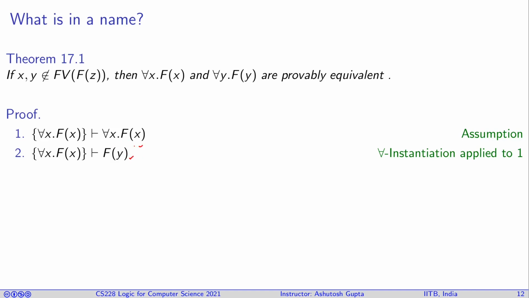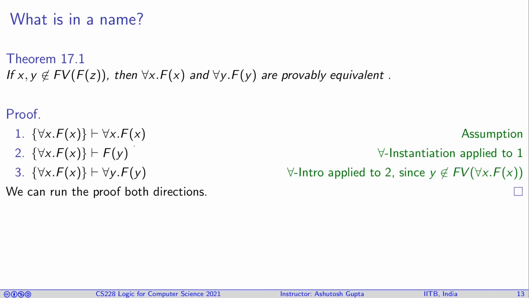formula, and then you can produce f(y), and then we can bring back the quantifier for all y f(y), and you can see that since y does not occur in the free variables of f(x), the proof can be played in both directions. Therefore, it's provably equivalent.